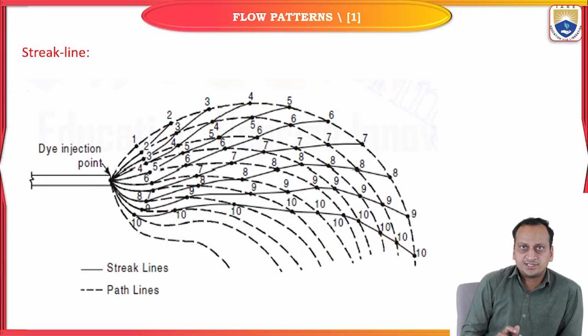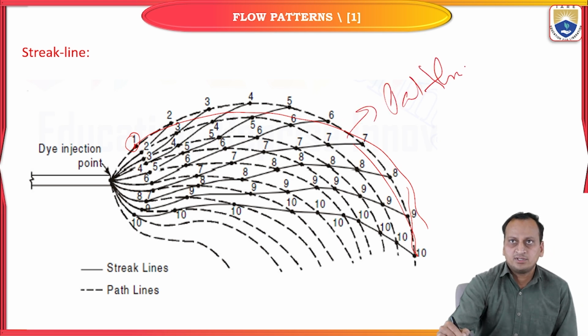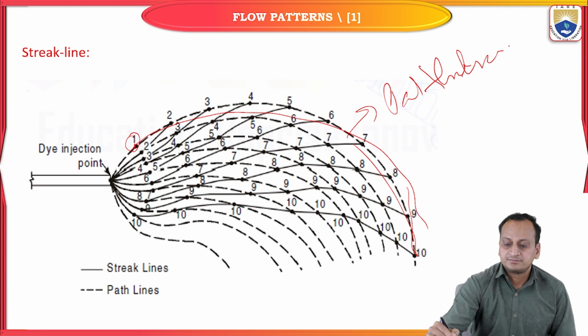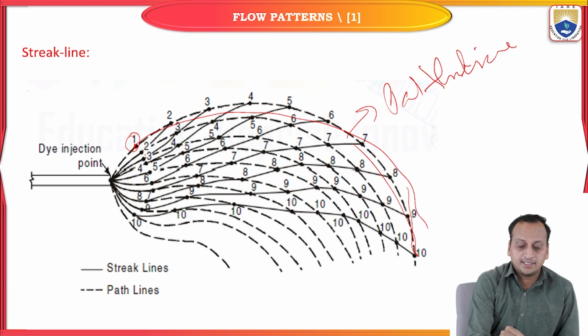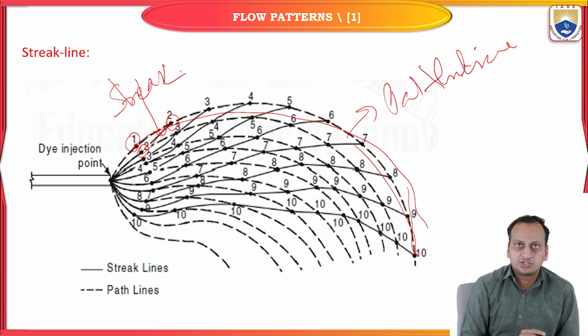So here we can see very clearly that at t equals 1 the particle was injected and is flowing like this. This is known as a path line. At t equals 2 another particle was injected, and if you connect the particles at t equals 2, the first particle at t equals 2 was here. Therefore this is called a streak line.